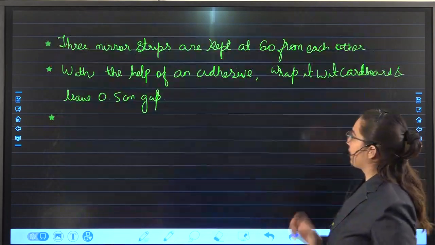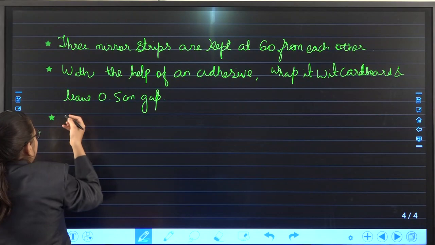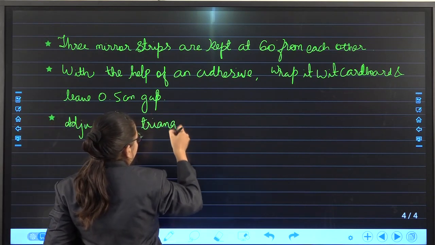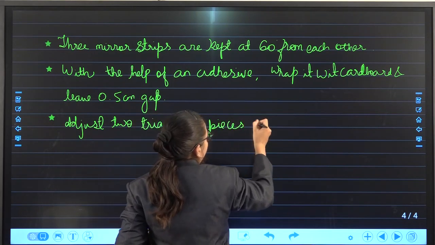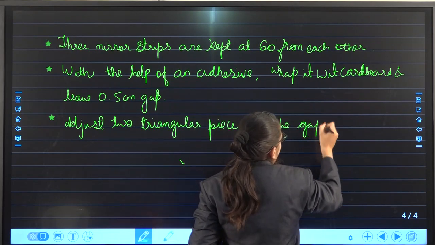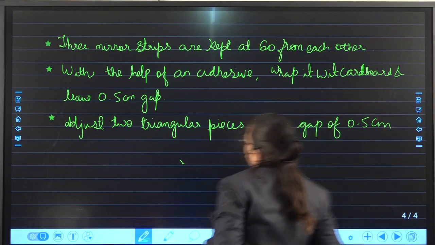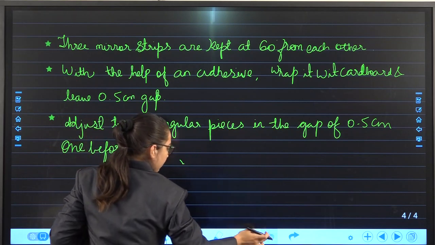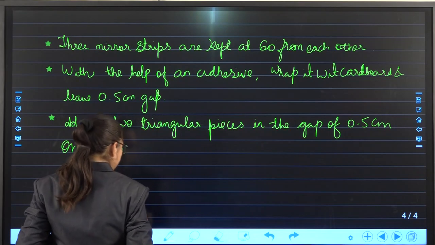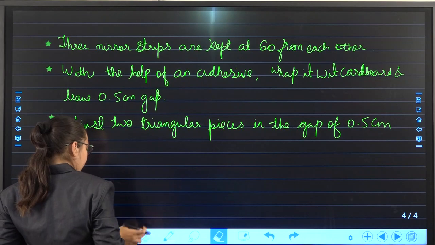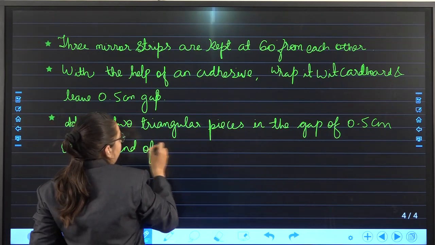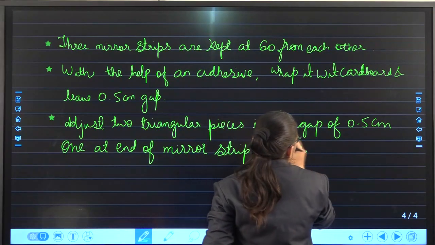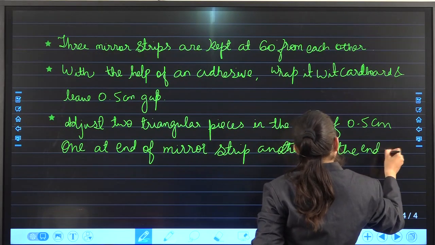So what we have to do? Adjust two triangular pieces in the gap of 0.5 centimeter, one before 5 centimeter, that is one at the end of the mirror strip, another at the end of the cardboard.